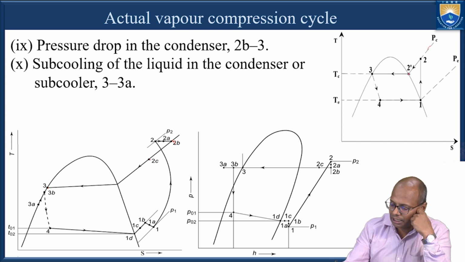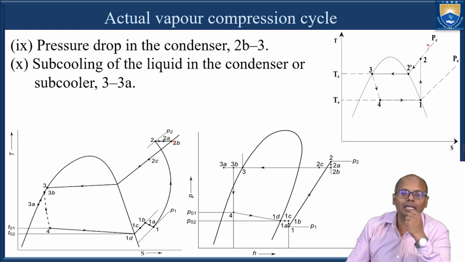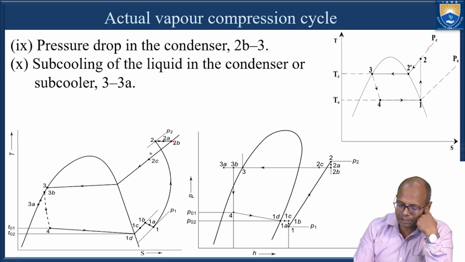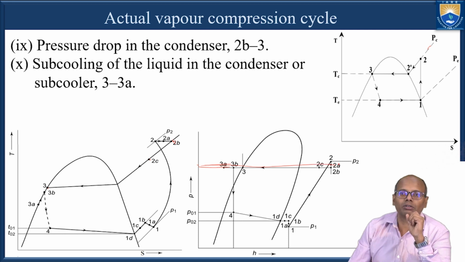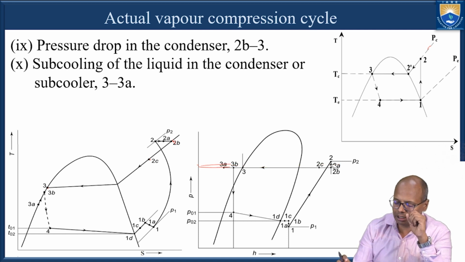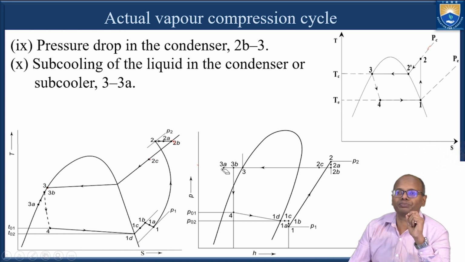As you can see here, it is a constant pressure process in ideal case. But in actual case, what is happening is there is a pressure drop. Even if you see here also, there is a slight change in the pressure. Okay, it is not a straight line. It is having some slope.